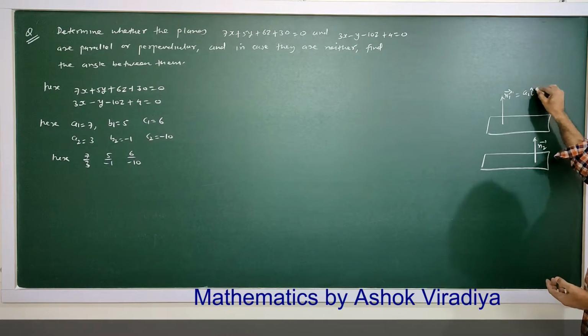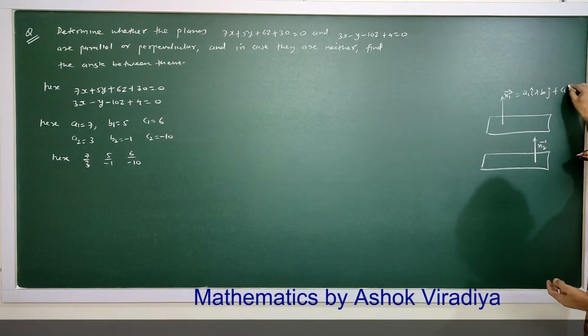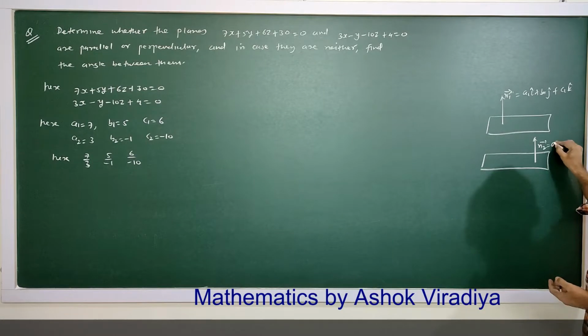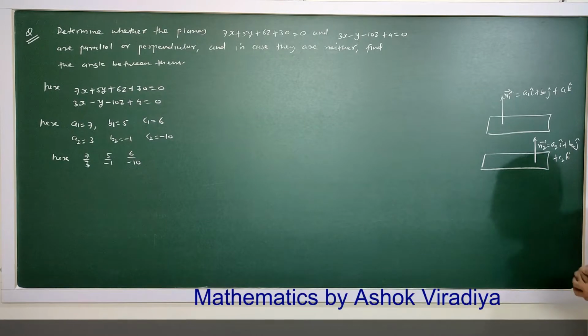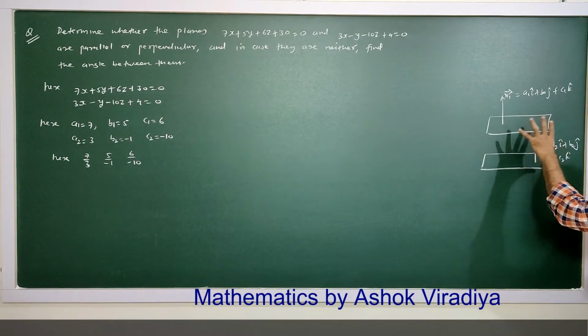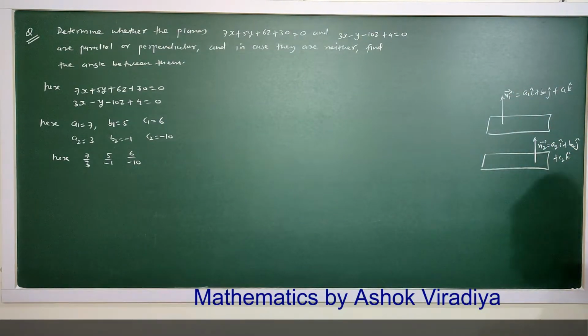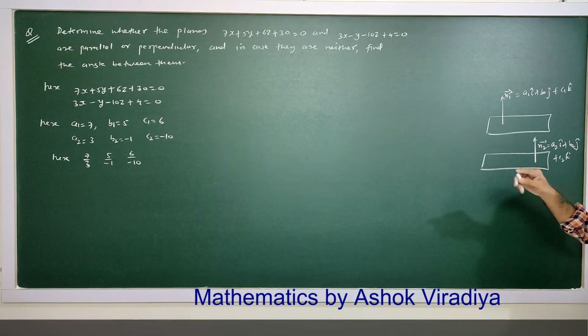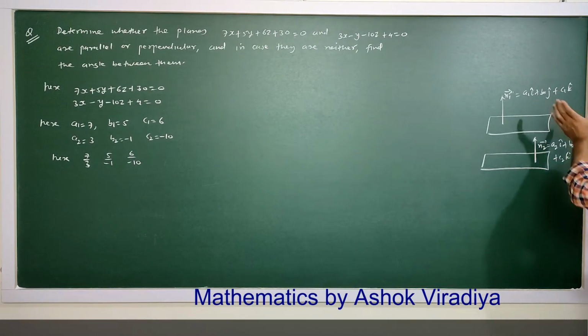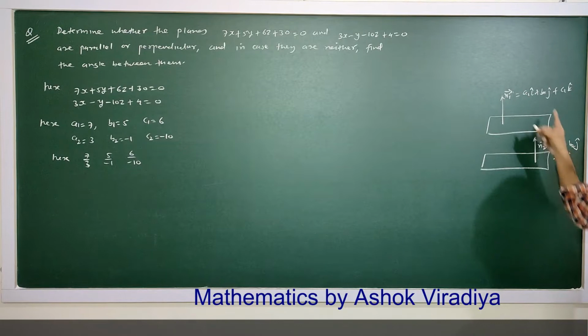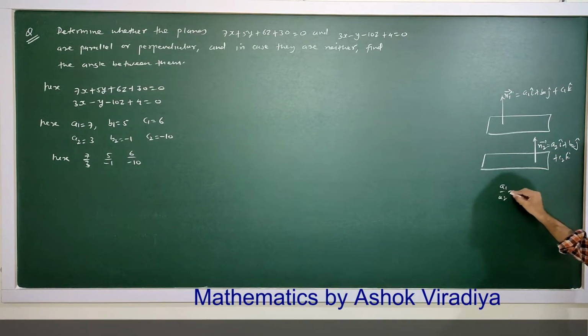Normal n1 is a1i plus b1j plus c1k. This is a2i plus b2j plus c2k. If planes are parallel, then these normals are parallel. And if two vectors are parallel, then their direction ratios are in proportion. So a1 by a2 equal to b1 by b2 equal to c1 by c2.